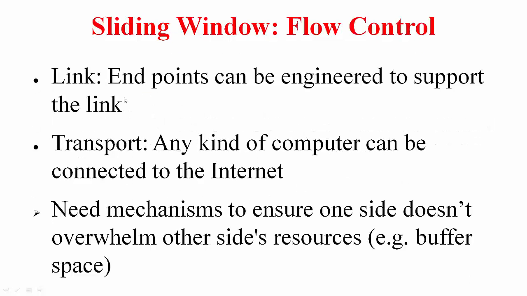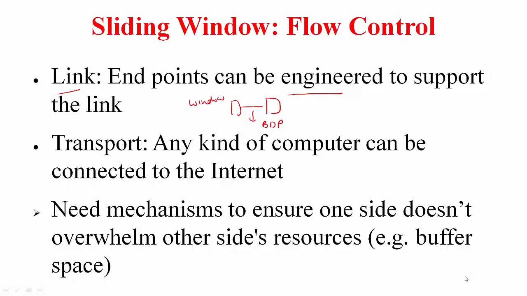I mentioned flow control before. When you do sliding window at the link layer, you can definitely engineer the two endpoints to support the link. What I mean by this is, if you have this link, you know the bandwidth delay product of this link because you have set up the link between these two endpoints. Thereby, you can choose the window size appropriately.